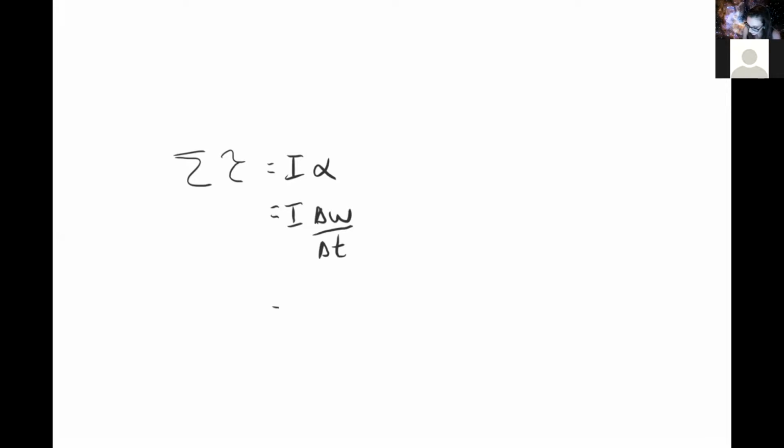Now, our moment of inertia isn't always constant. It might change depending on what you do to your system. But we could write this as the change in the moment of inertia times omega divided by delta t. So this is equal to the change in our angular momentum over the change in time. So we can say that the sum of our torques has to equal the change in our angular momentum of a system over some time period.